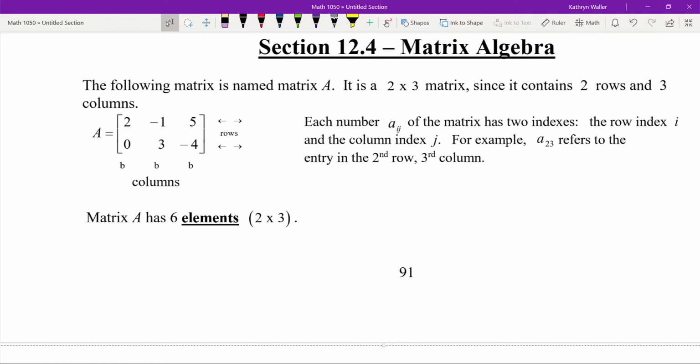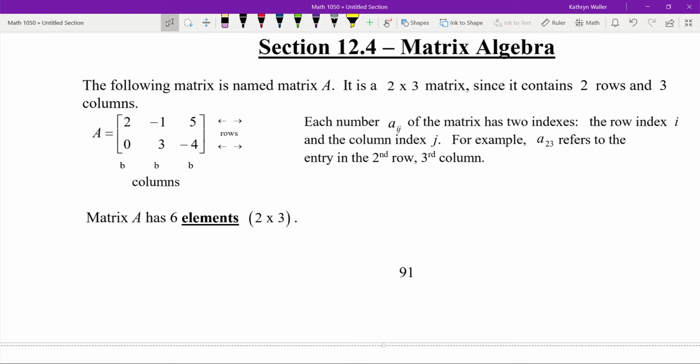By the way, everyone, just so you know, I looked at the review for the final, and it does have about 3 matrix problems on it. So I do think matrices are going to be on the final, just so you guys know, okay?